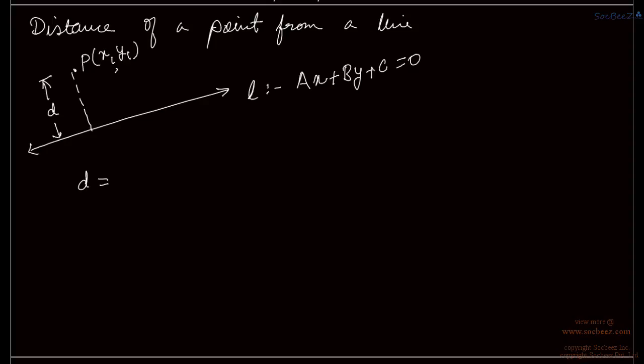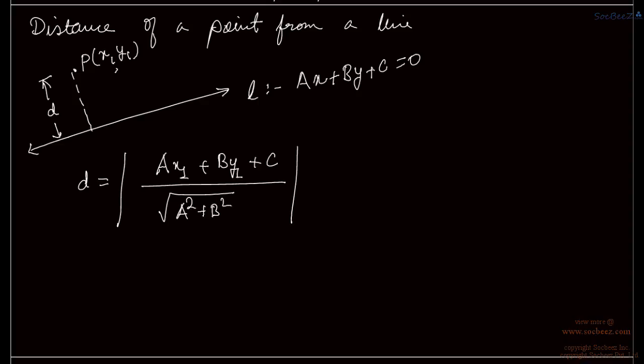So what is this distance d? D can be written in the form of ax1 plus by1 plus c upon the square root of a square plus b square. Modulus of that, we have to take the positive value of this number. Okay, so using this formula we can find the distance between a point and a line. Distance between two parallel lines.